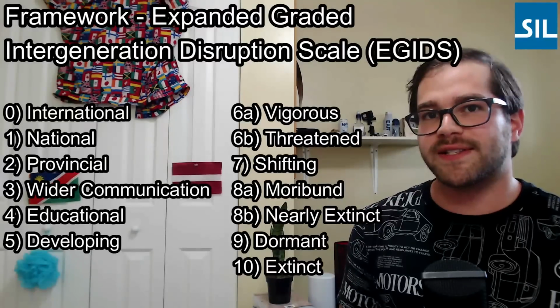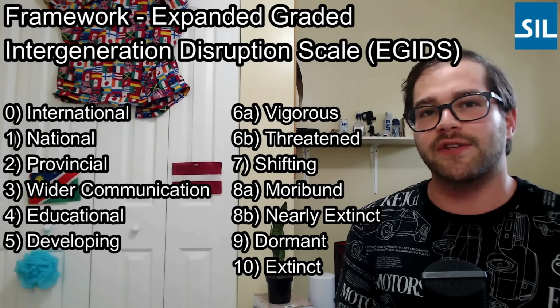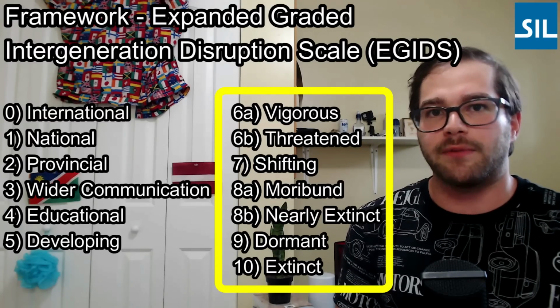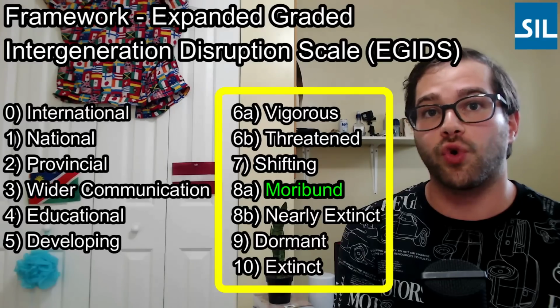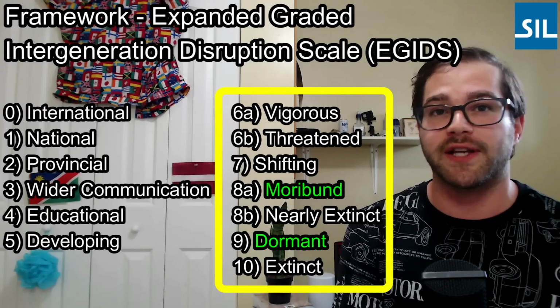The reason it's 13 levels, but it goes only from 0 to 10 is because when it gets to the endangerment portion, it sort of breaks it down even more into A and B sections. Also, this is where you find the terms moribund and dormant, both of which are levels towards the bottom, sort of straddling the extinction portion.